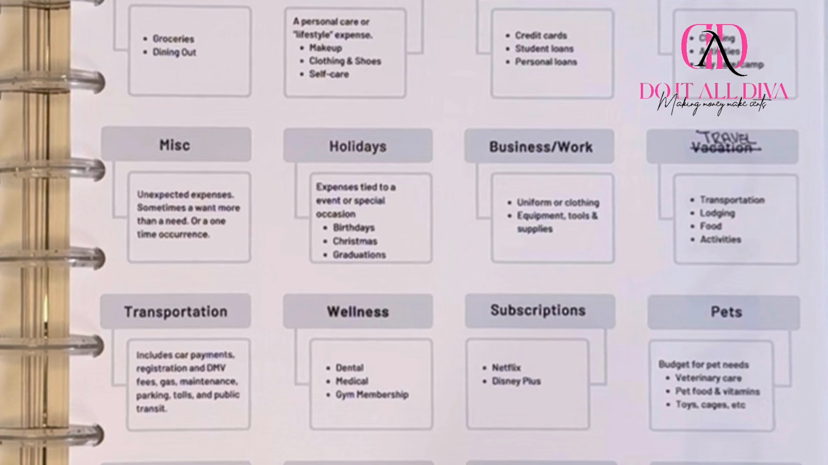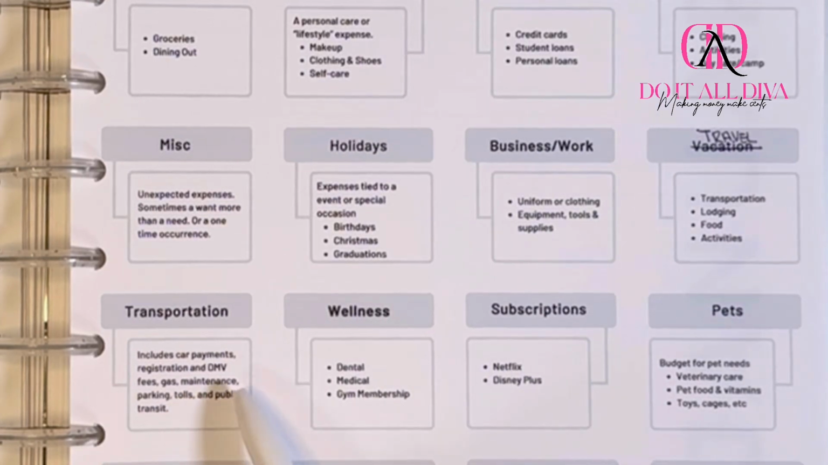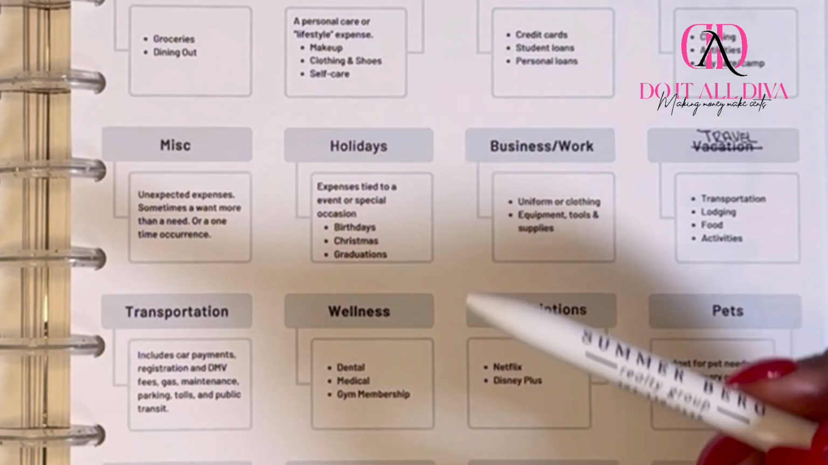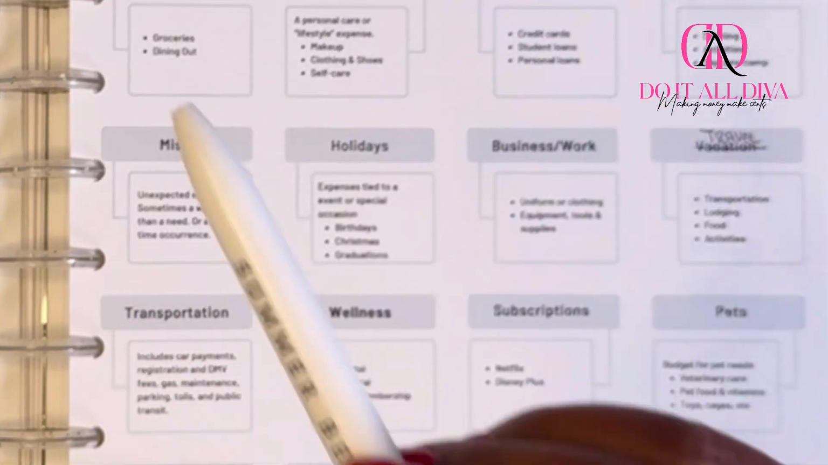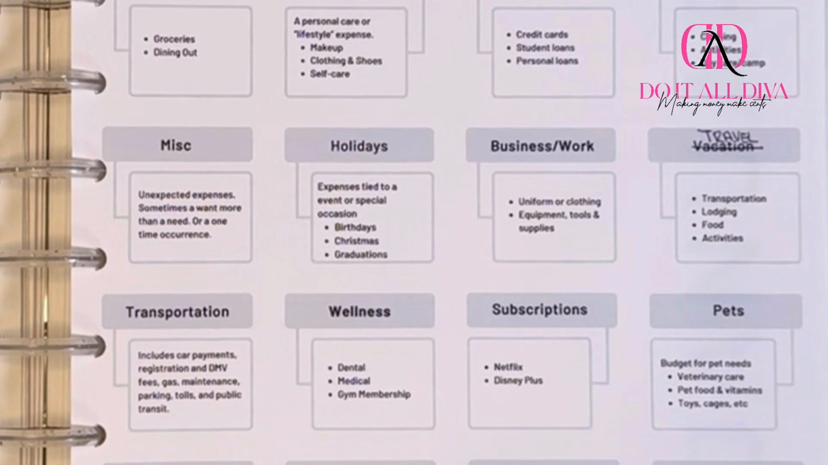Next is transportation. So this includes car payments, registration at the DMV, gas, maintenance, parking, tolls, public transportation. Anything where you're moving about will be transportation. If you don't have a car, but you're paying to get on the metro or the subway, all of that will be considered transportation. Next is wellness: dental, medical, gym membership.